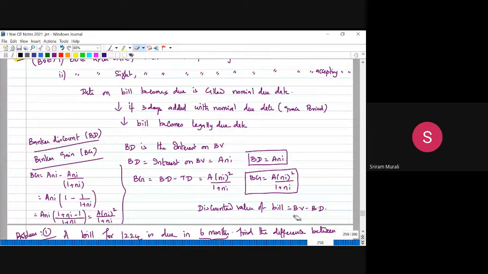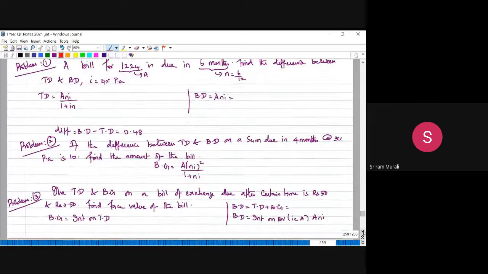So the discounted value of the bill is equal to bill value minus banker's discount. This is the bill value, it is not the banker's value, it is the bill value.